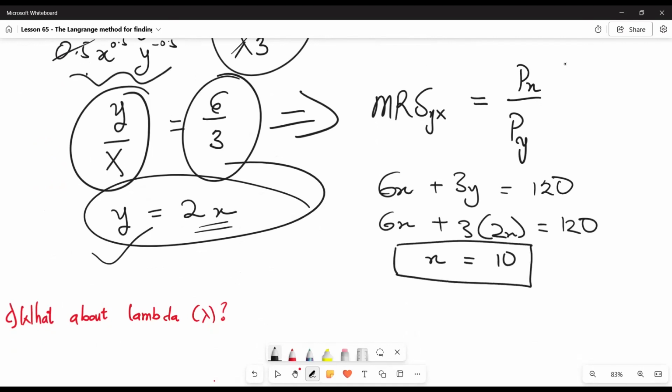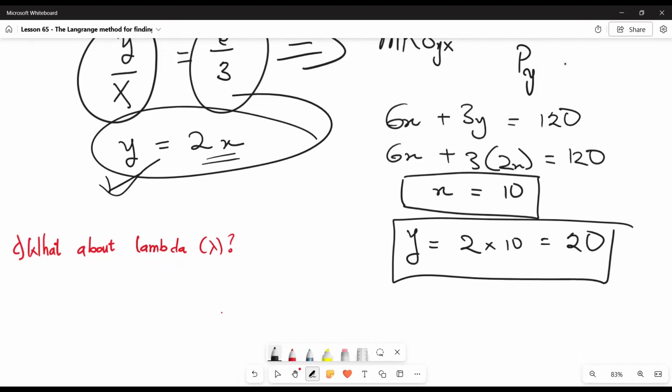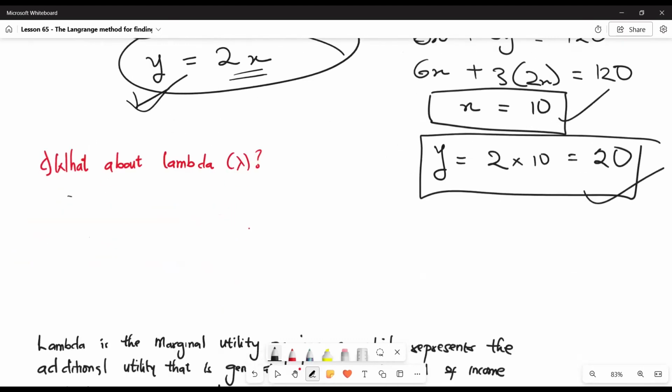So now that we know x is equal to 10 and y is also equal to 2x, then we find y being equal to 2 multiplied by 10, which is 20. So in this example, the utility maximizing bundle consists of 10 units of good x and 20 units of good y. Now the next question is, what about lambda? In finding lambda, we have to remember our quantities of good x being equal to 10 and our quantities of good y being equal to 20.